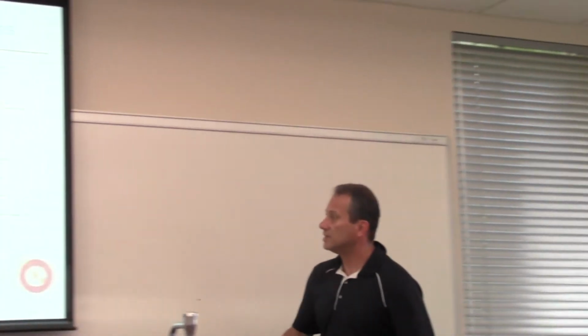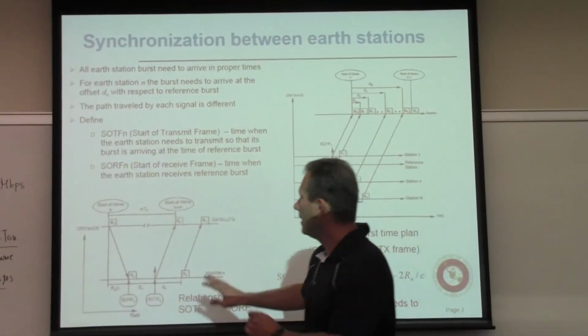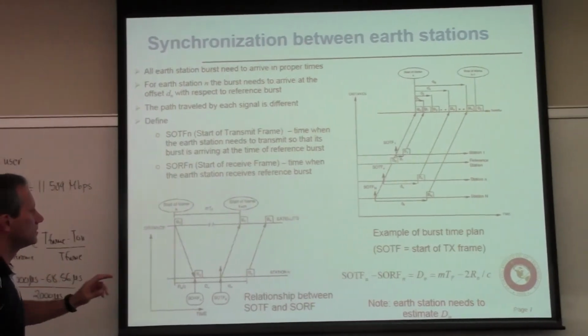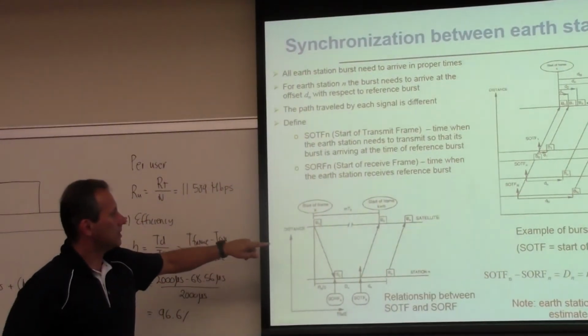And what happens as a result of that is collision between the bursts, and that pretty much means that both of these bursts are going to be lost, right? So how do we maintain this synchronization? Well, this is an illustration here, and let me spend a little bit of time here trying to explain what is going on.